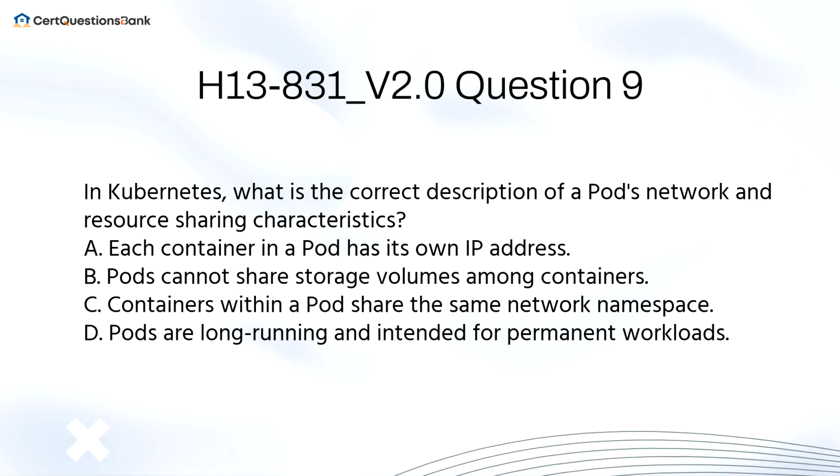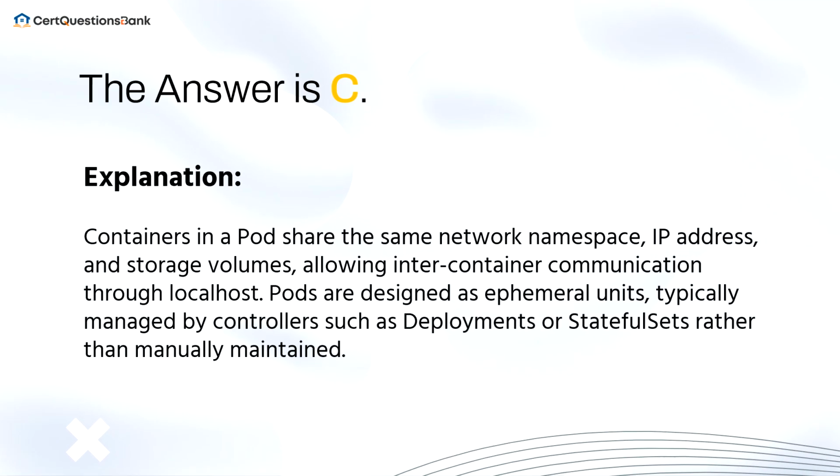In Kubernetes, what is the correct description of a pod's network and resource sharing characteristics? A. Each container in a pod has its own IP address. B. Pods cannot share storage volumes among containers. C. Containers within a pod share the same network namespace. D. Pods are long-running and intended for permanent workloads. The answer is C.